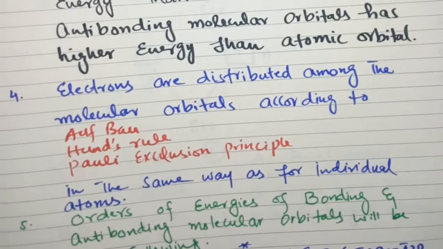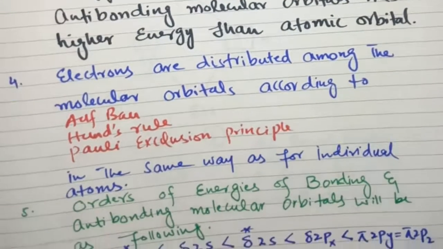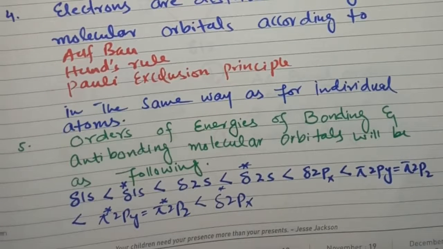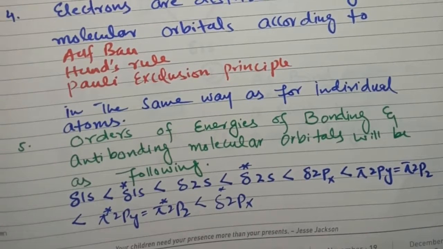Now the order of energy of bonding and anti-bonding molecular orbitals will be as follows. Sigma 1s is formed, so sigma 1s will have lower energy than sigma star 1s. Sigma star 1s has lower energy than sigma 2s, and sigma 2s has less energy than sigma star 2s. Then it has less energy than sigma 2px, which has less energy than pi 2py.